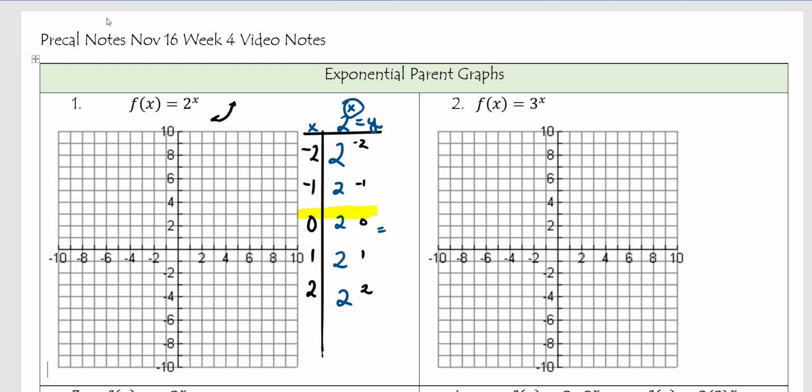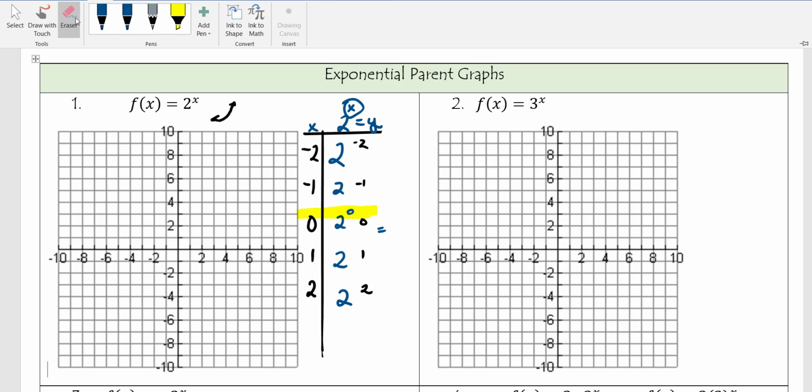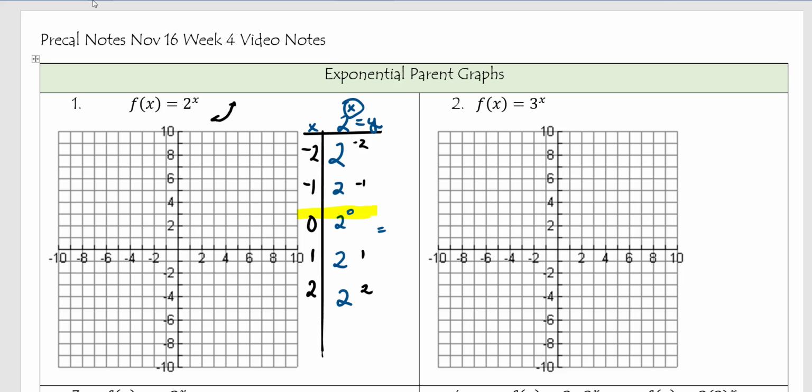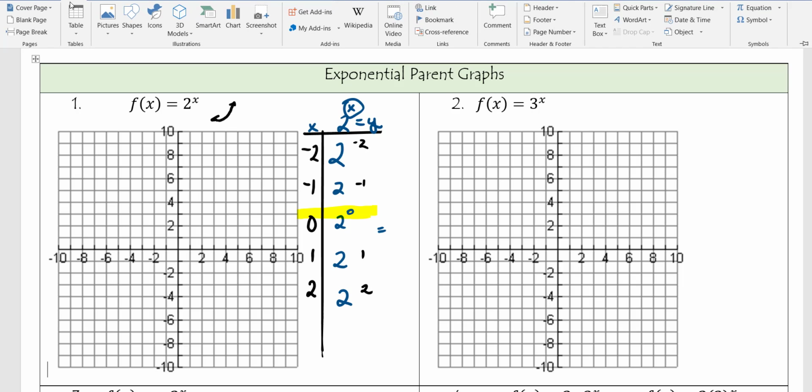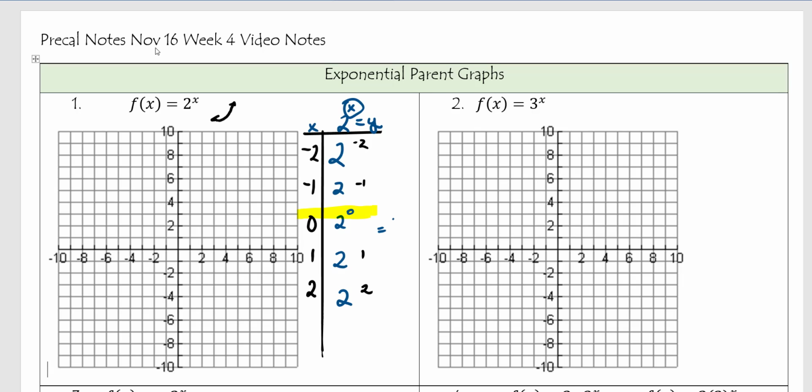So right here, if you recall 2 to the 0, I'm going to just put that up there for you. 2 to the 0 is 1. It's not 0. So try to remember that. 2 to the 0 is 1. And these are rules of exponents in case you're thinking back to the past as to what you're doing. And then 2 to the first is just 2, so that's not that bad. And then 2 squared is 4.